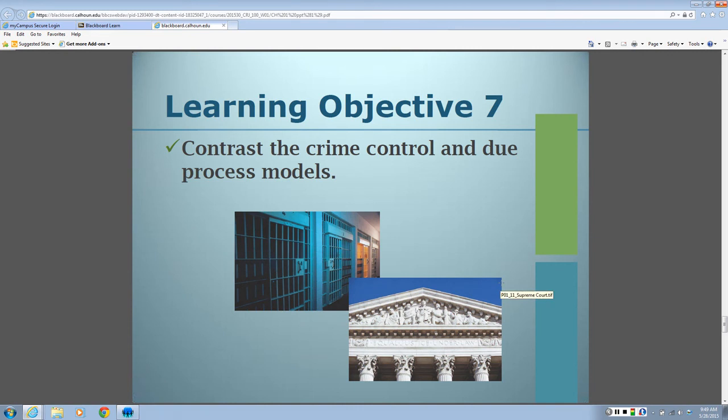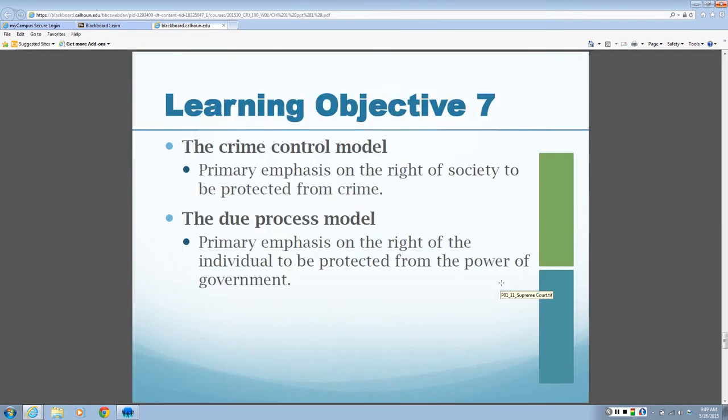Please read this section in your textbook on the crime control and due process models. And this is basically how we go about enforcing the law. The crime control model suggests that society has a right to be protected from crime, and we can do whatever we need to do to protect society from crime. And interestingly enough, that sounds pretty good, right? That, hey, the society needs to have the right to do what it needs to do to protect itself from crime. The problem that you have with the crime control model is that it does not respect the rights of everyone.